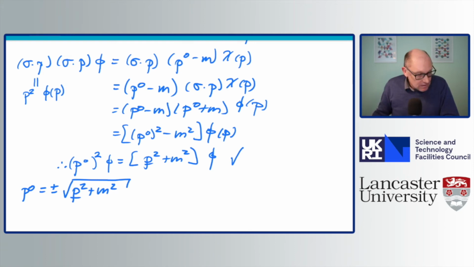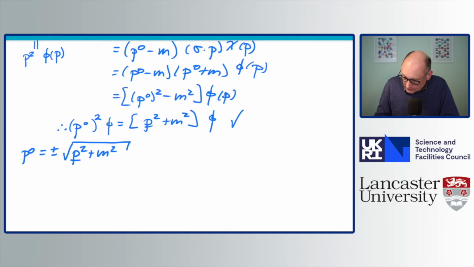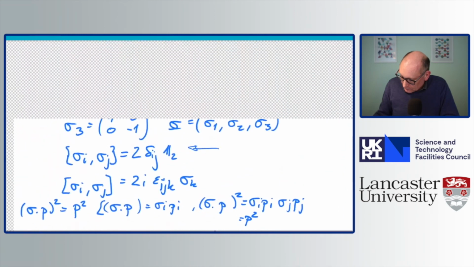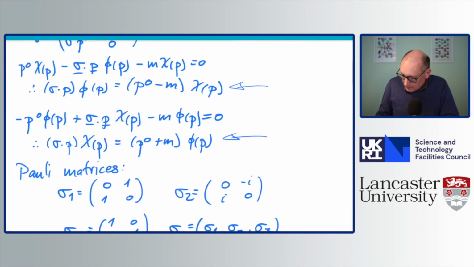Now, if we consider the solutions in the rest frame of the particle, where P is equal to 0, then for a massive fermion we find that P naught on psi is equal to m times psi. Simply from the equations up here.